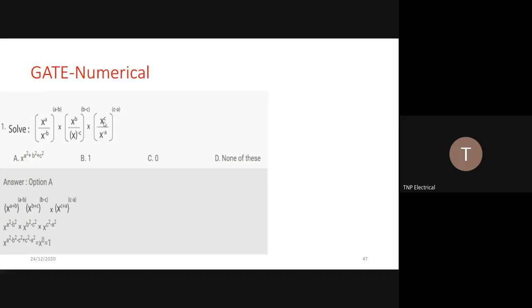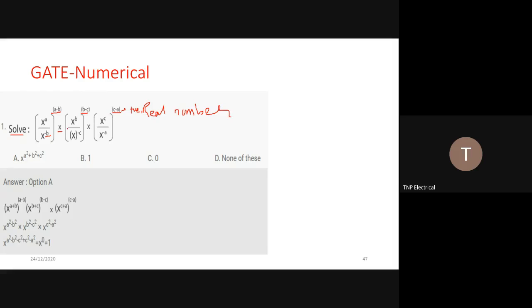Now let's discuss some numerical which is asked many times. You need to solve this: (x to the power a upon x to the power minus b) whole to the power a minus b, into (x to the power b upon x to the power minus c) to the power b minus c, into (x to the power c upon x to the power minus a) to the power c minus a, where these are all positive real numbers.